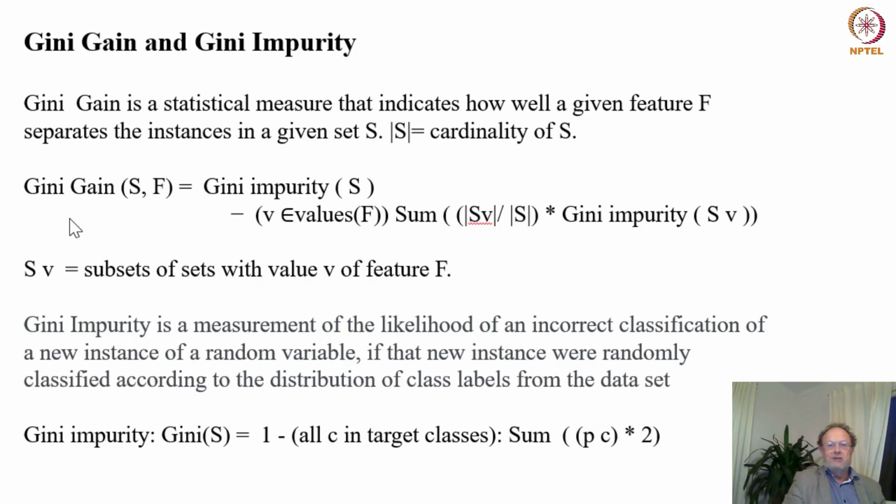So Gini impurity is a measure of the likelihood of an incorrect classification of a new instance of a random variable, if that new instance were randomly classified according to the distribution of class labels from the dataset. And this becomes 1 minus the sum of the squares of the probabilities for an instance belonging to a certain class. Many times the Gini method gives more or less the same result as the other. As you can understand, it's a little simpler to compute because you don't have to compute a logarithm.